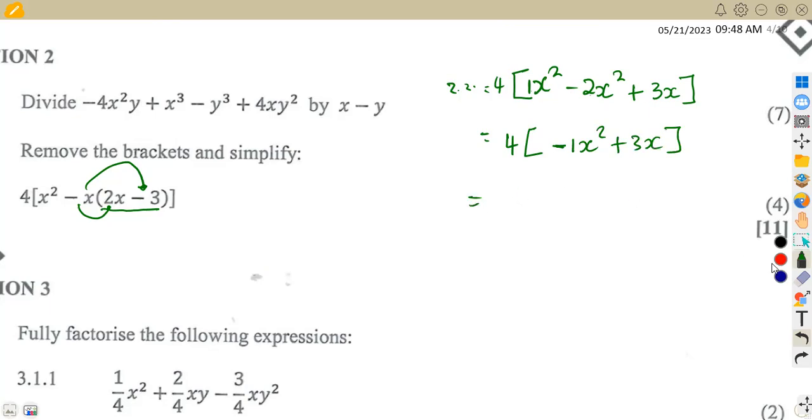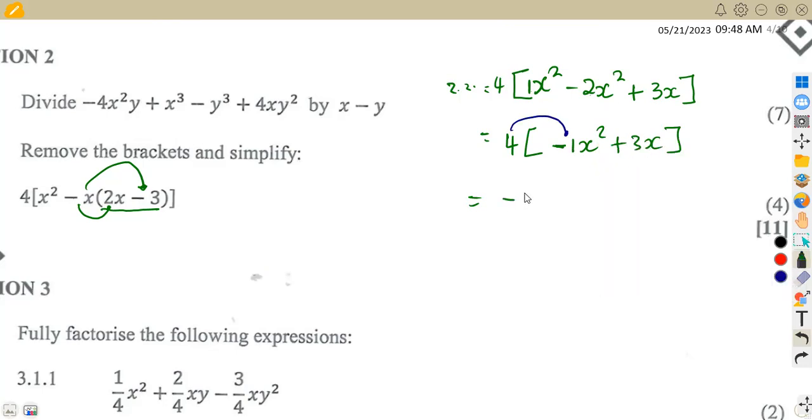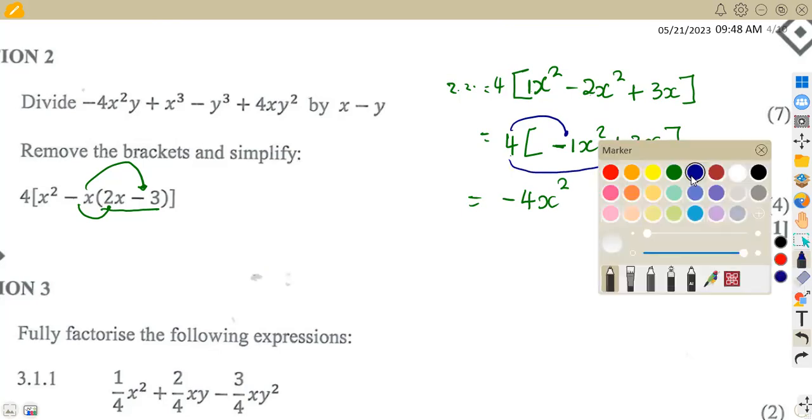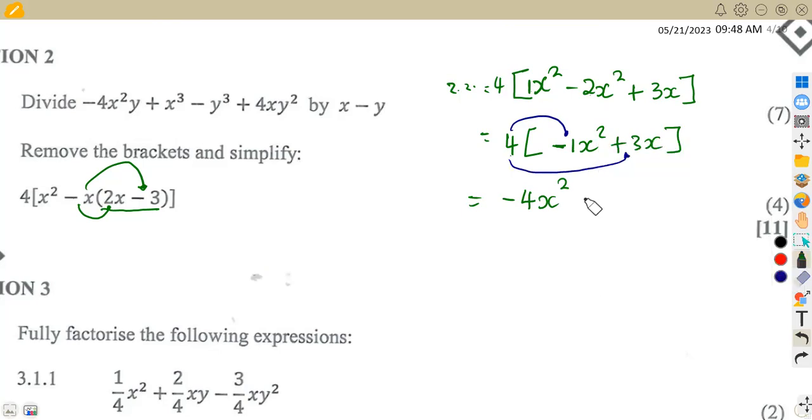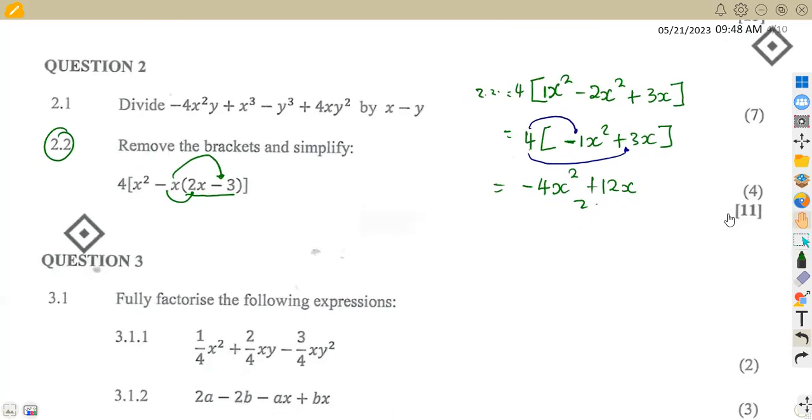So here now we can multiply by the 4. 4 times negative 1x is going to be a negative 4, so we've got negative 4x squared. 4 times 3, so the 4 also is going to multiply with the 3x. That's 4 times 3, which is 12. So you're going to obtain 12x in this case. Okay, so our answer is going to be negative 4x squared plus 12x in this case.